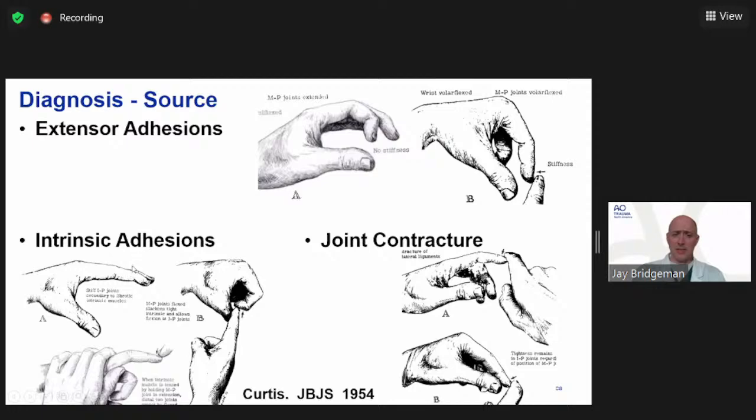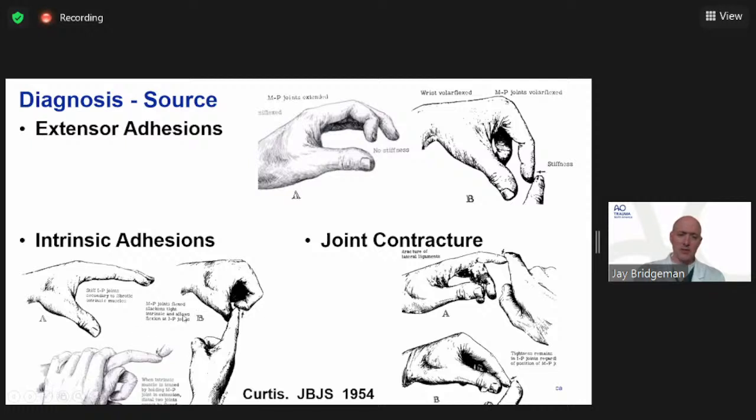For intrinsic, this is the intrinsic tightness test. For the intrinsic adhesions, it's the same concept, different positions, but the results are different. So in figure A here on the left, the finger is stiff. And so what you'll do to address this is extend the finger, supporting it with your thumb, and now try to flex the digit, and you're having difficulty flexing the PIP and the DIP joint. Comparing that to figure B, by flexing the MCP joint, now all of that tightness from the intrinsics has gone, and you're able to passively flex the digit.